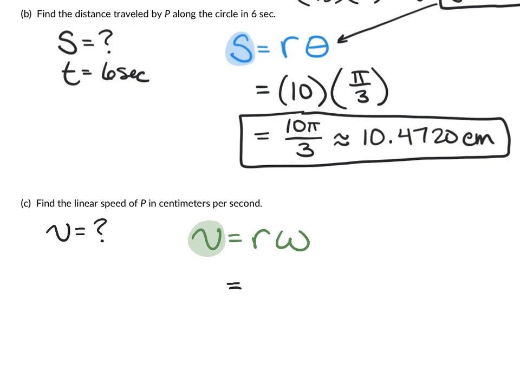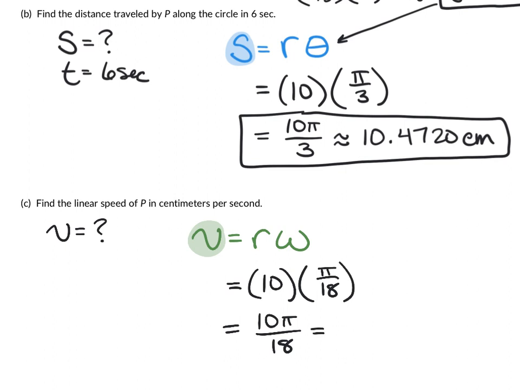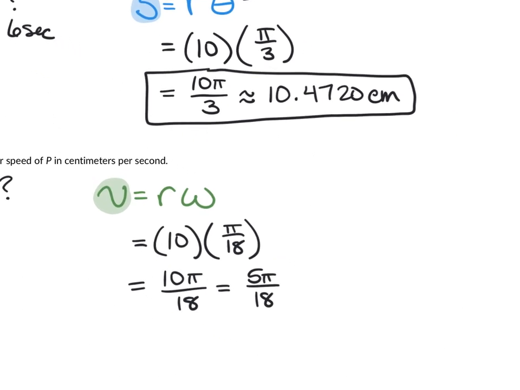So if I fill in everything I have, the radius is still 10 from the given. The omega is 18 over 10. So 10 pi over 18. We'll reduce that one just because it does reduce. So it would be 5 pi over 18 centimeters per second, which is a weird way to answer the question.